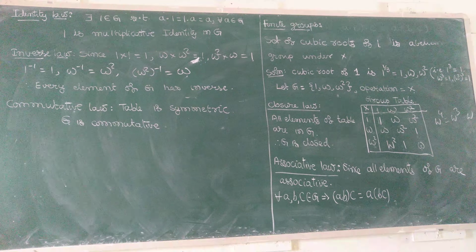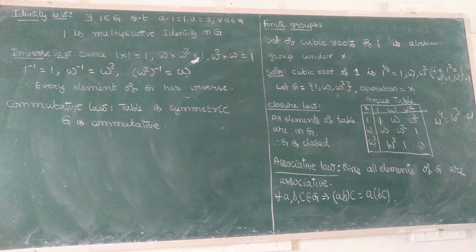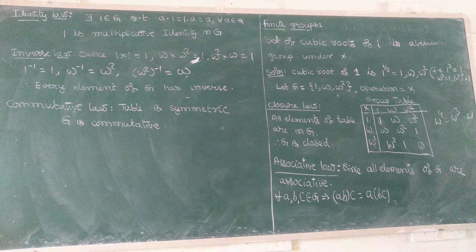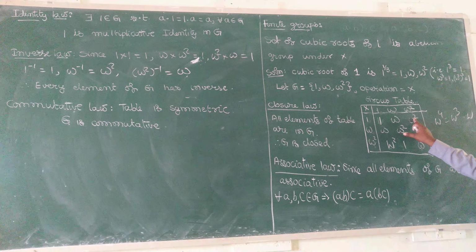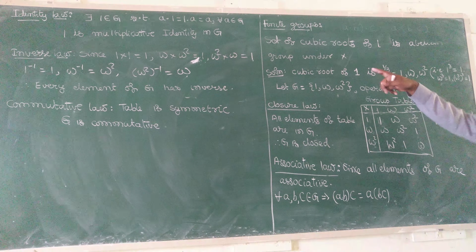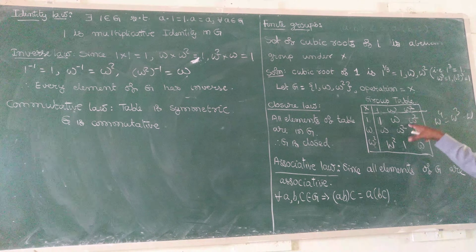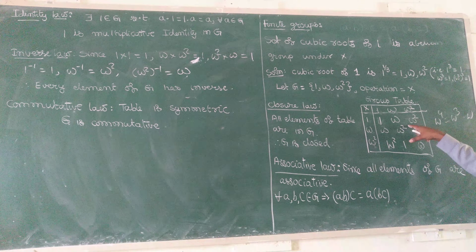Okay. Third one, identity law. Here the operation is multiplication, so the identity is the multiplicative identity, 1. 1 is there. Check it. If 1 belongs to G, then G satisfies the identity law. Otherwise, G doesn't satisfy the identity law. Here G has identity. Write it this way. Okay, all of you? Inverse law.